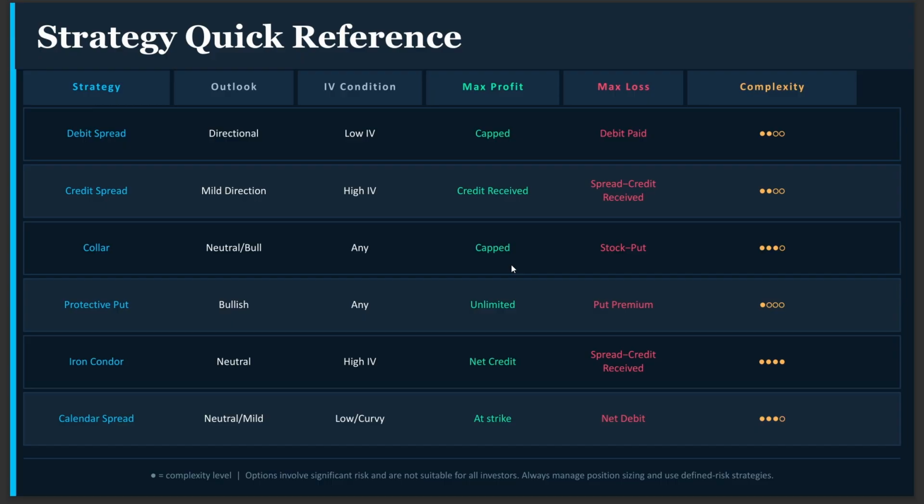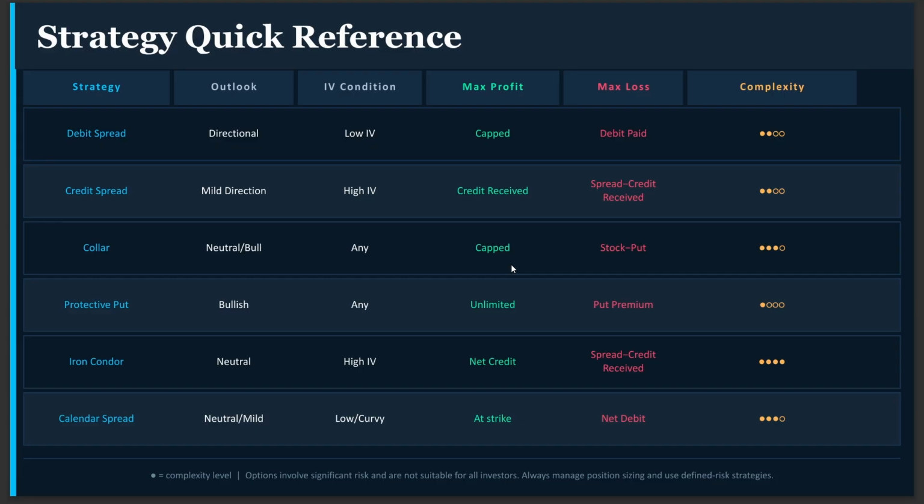Credit spreads are just the inverse of debit spreads. They are somewhat directional, but you don't have to have direction 100% of the time. They do decay over time. They love high implied volatility environments because we are going to sell options. We want to get credits for that. So a higher implied volatility means more upfront credit. And then we have the covered call and protective put, which are both pretty much bullish strategies, and they can be used under most conditions or any condition really.